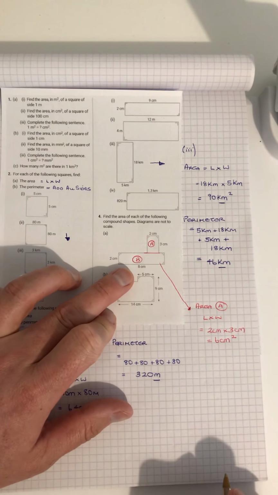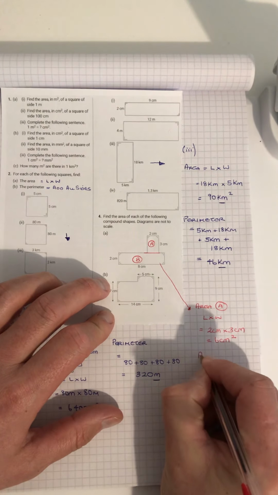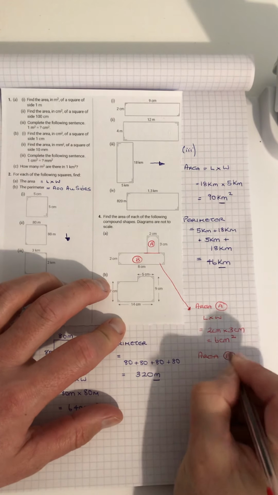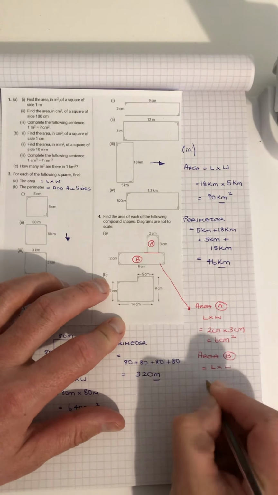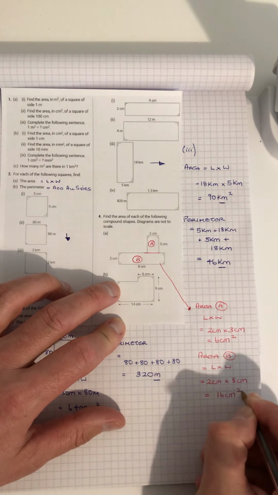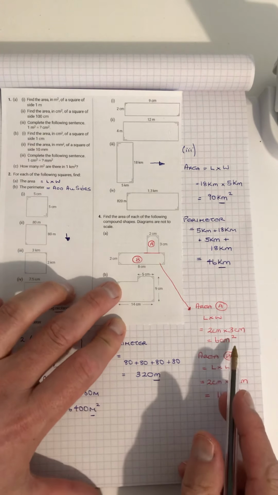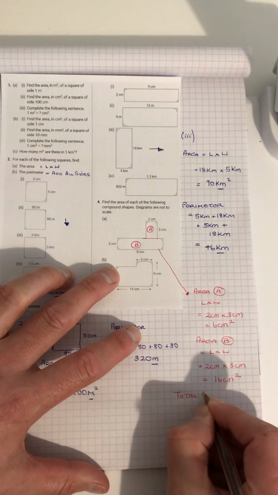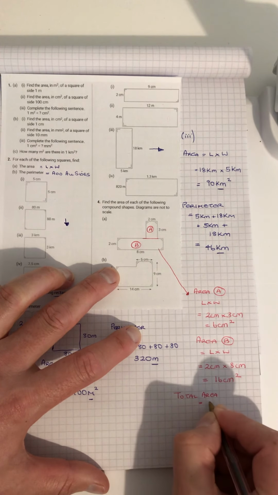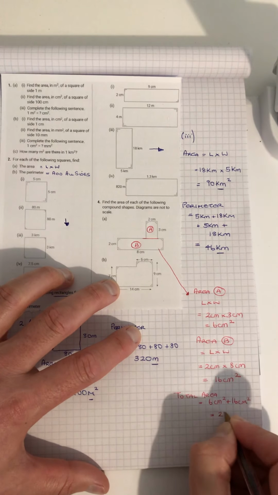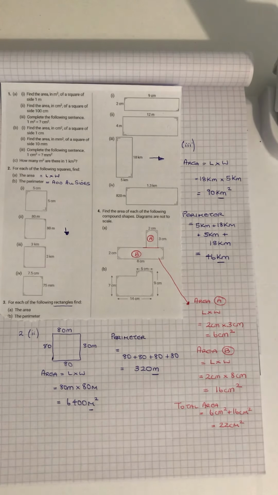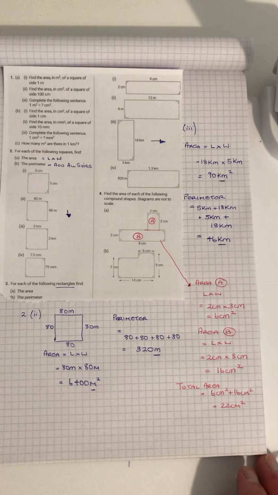So we're splitting it up into 2 shapes. And then the area of B, the rectangle below, is equal to length by width again, which is 2 centimeters by 8 centimeters. 2 times 8 is 16 centimeters squared. Now I want to find the total area. So how do I find the total area? Well, the total area will be equal to 6 centimeters squared plus 16 centimeters squared, which is equal to 22 centimeters squared. Now that's the total area of that part.